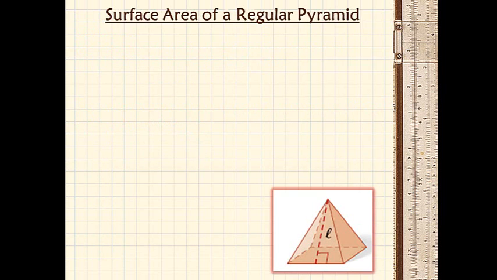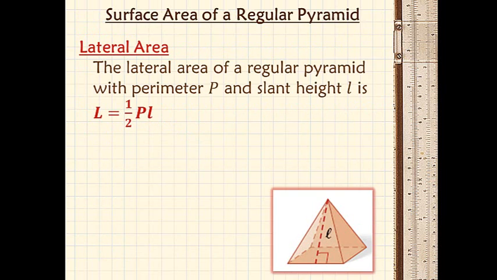We're going to learn how to find the surface area of regular pyramids. We're going to start with the lateral area. The lateral area of a regular pyramid with perimeter P and slant height L is equal to 1/2 times the perimeter times the slant height. We can also write this as perimeter times the slant height divided by 2.